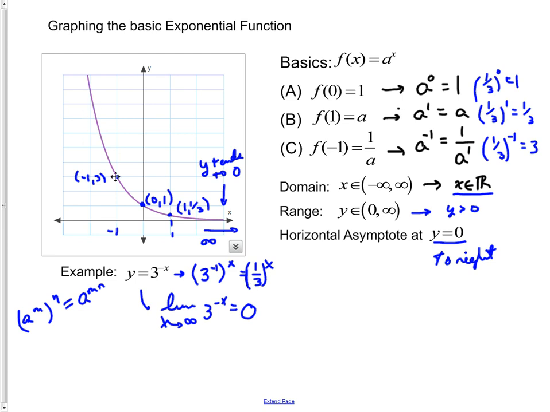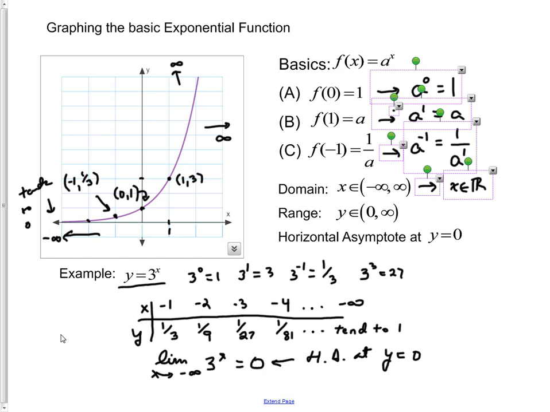So in this case, we would know that if we have a negative exponent, or if we have a fraction where the base is less than 1, right? The base is between 0 and 1, we know we're going to get this shape where the graph has its horizontal asymptote to the right rather than to the left as it did in the last example.